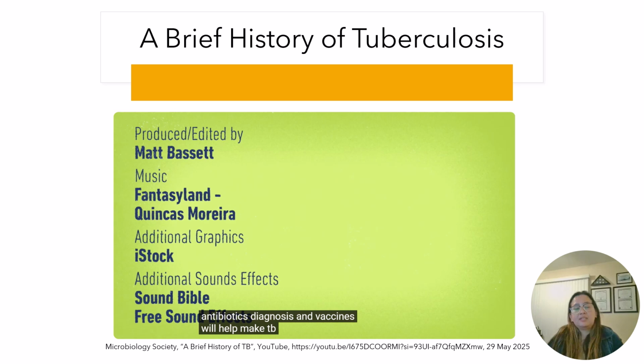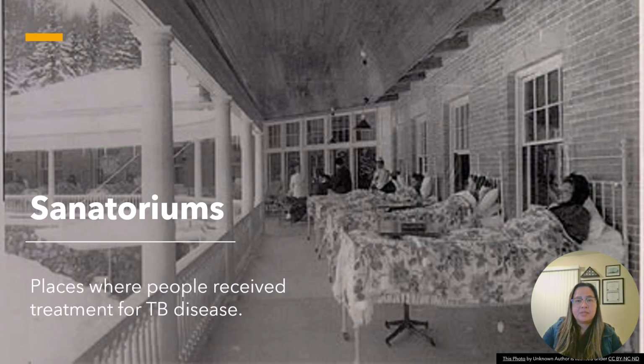So TB has exhibited epidemic characteristics due to its widespread infection rates. All right, let's learn more about tuberculosis. Do you know what sanatoriums are? TB sanatoriums were places where people received treatment for TB disease away from their homes. It is to reduce the risk of spreading the bacteria to their friends and family. Before antibiotics, isolation and proper nutrition were the best cure for tuberculosis.